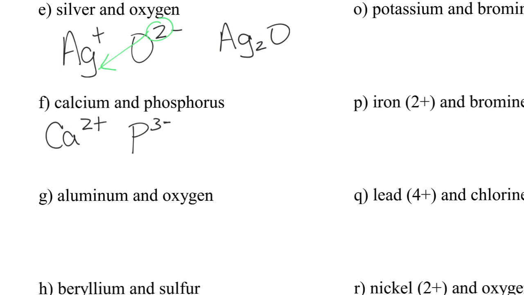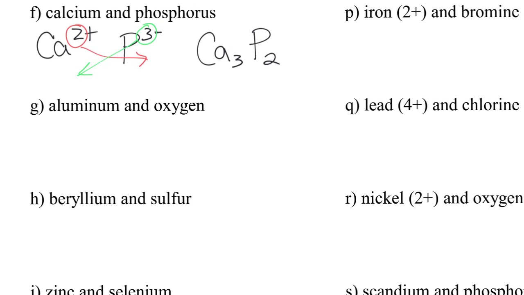Okay, so let's look at over here. So this time we're going to take this 2, that's going to go over here, and this 3 is going to go over here. Okay, so that means the calcium gets the 3 from the P, and the phosphorus gets the 2 from the calcium. Okay, now let's look at the next one.